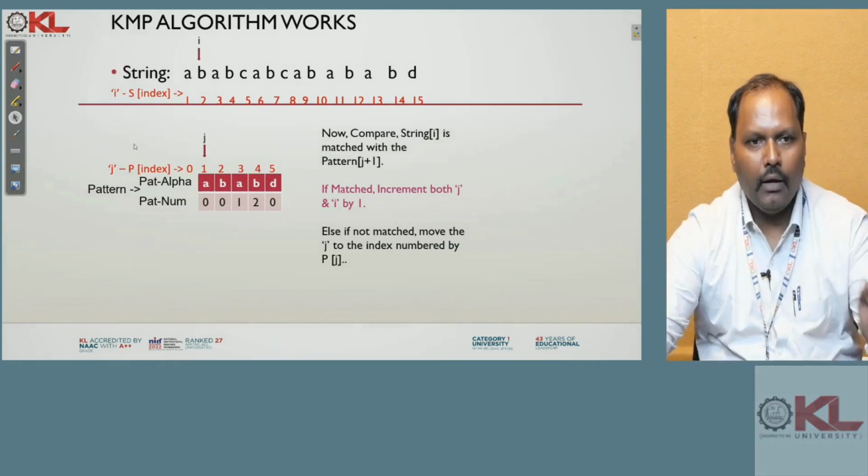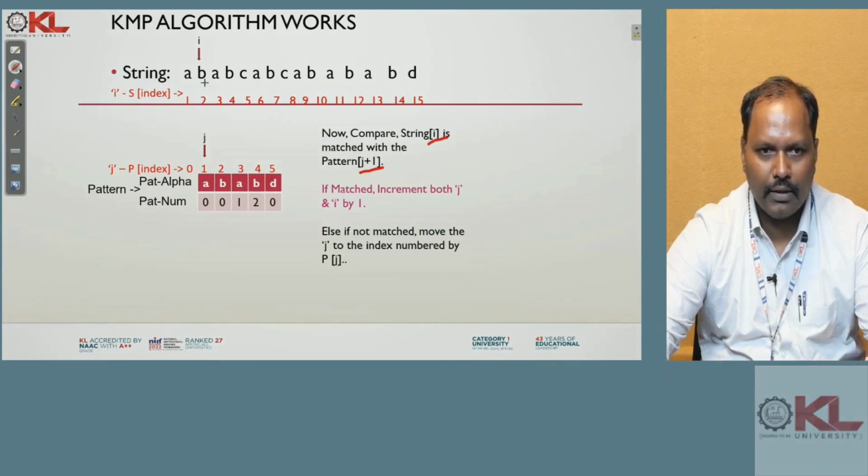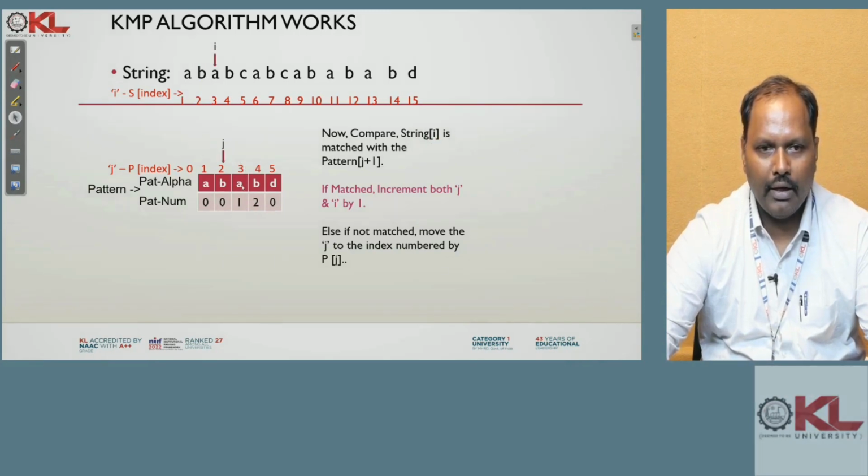Now the string is at B. I is the index of B. Now the J index will be at 1, previously it was 0. Now go to the second step of comparison: does I match with J plus 1 or not? B is matching with J plus 1, B. Now B and B are both matched. Matching is done, so increment both I and J values. Now both I and J values are increased.